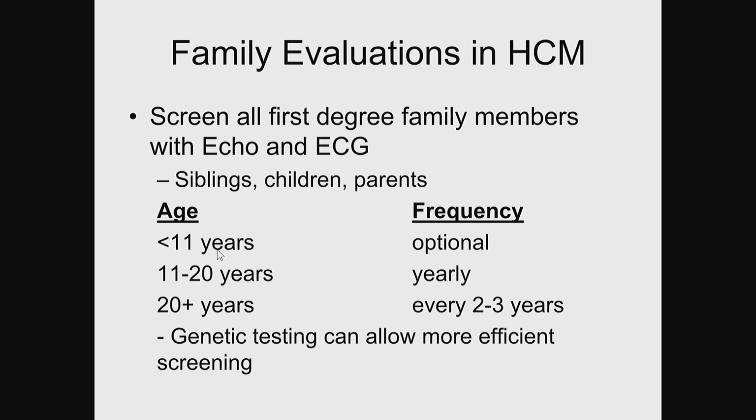And the frequency of longitudinal screening varies on the age of the family member, with the highest density of screening in adolescent through young adulthood. Genetic testing, however, can allow more efficient screening by identifying the disease-causing allele in the proband or index case, and then determining which family members carry this so that screening can be concentrated in them.